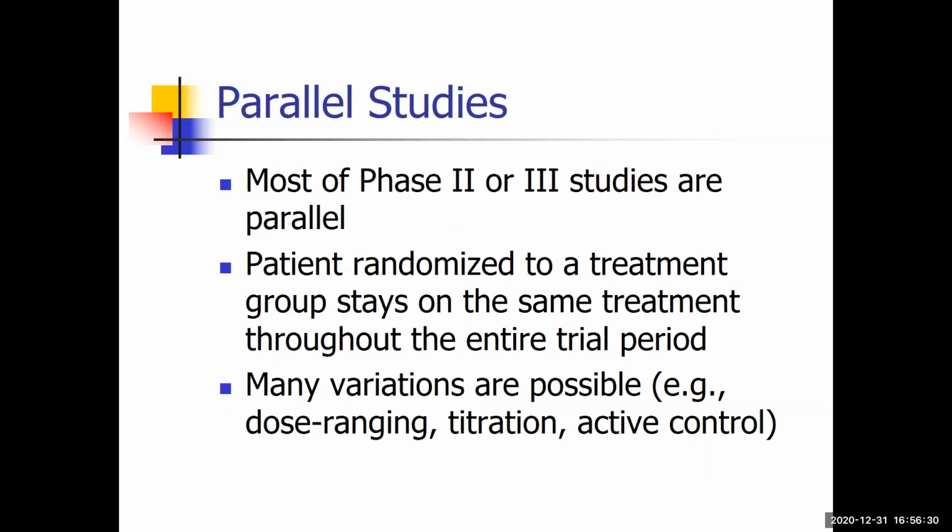So now I've introduced the three properties of a clinical trial: randomization, control, and double blind. And of course, there are parallel studies. Most phase 2 and 3 trials are parallel studies. You randomize the patient to test drug or placebo. The patient on test drug will take test drug the whole time. If the patient is randomized to placebo, the patient will take the placebo all the time. So these are parallel studies. Patients randomized to a treatment group stay in the same treatment group throughout the entire period.